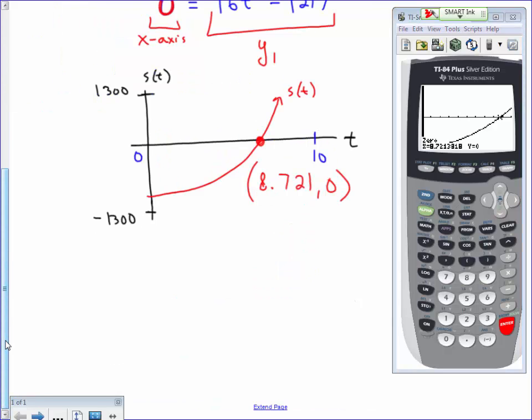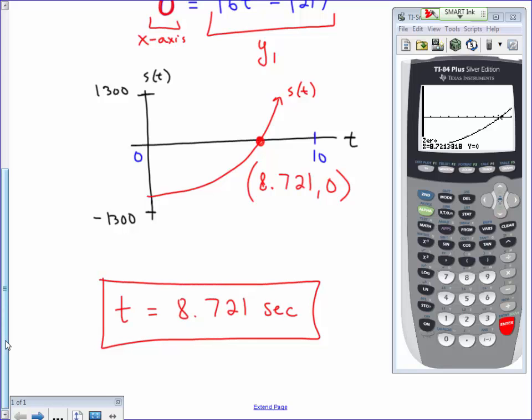The question asked, how long is it going to take for the object to fall from the top of the building and then hit the ground? So in this case, you would say the time would be 8.721 seconds. Be sure to put your units, and then you're done.